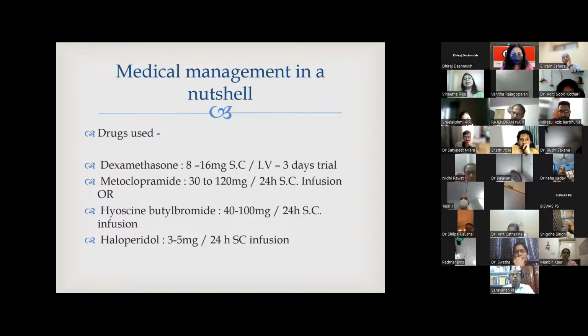So in a nutshell, this is what your prescription should look like. You have to have a corticosteroid there. You have to have an antiemetic there. You could add an anti-secretory agent there if it is a high volume vomitus especially, or you can add hyoscine butyl bromide if there is a colicky abdominal pain as well. And again, haloperidol is your other option of antiemetic that you could prescribe.